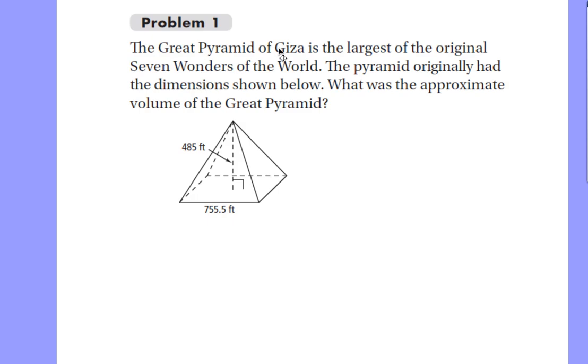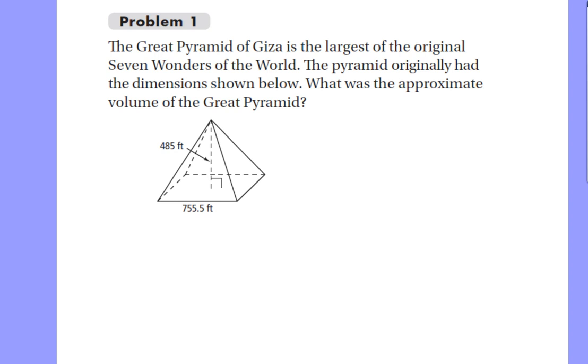The Great Pyramid of Giza is the largest of the original 7 wonders of the world. The pyramid originally had the dimensions shown below. What was the approximate volume of the pyramid? Well, in this case, we have another square pyramid, with 755.5 for our base. So remember, the volume is going to be 1/3 of big B times H.